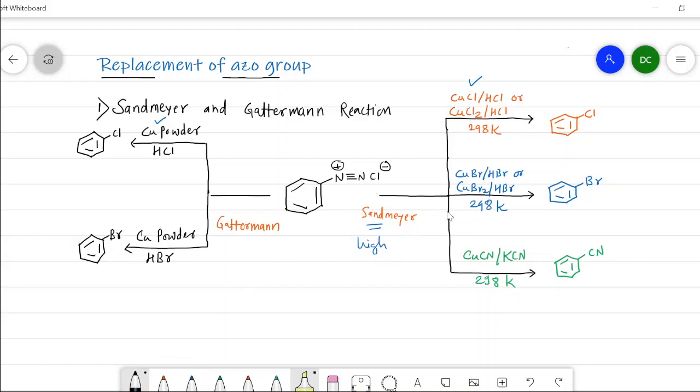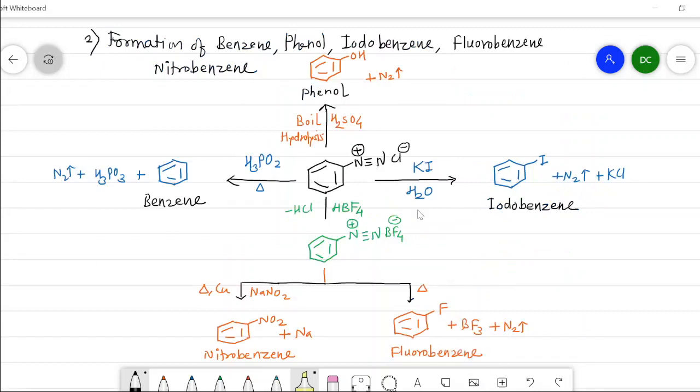Now, by using the Sandmeyer reaction, we can prepare chlorobenzene and bromobenzene, but iodobenzene or fluorobenzene we cannot prepare by using the Sandmeyer reaction. We will see the formation of benzene, phenol, iodobenzene, fluorobenzene, and nitrobenzene. Here, benzene diazonium chloride is treated with H2SO4, KI, hydrogen fluoroborate or hypophosphorus acid.